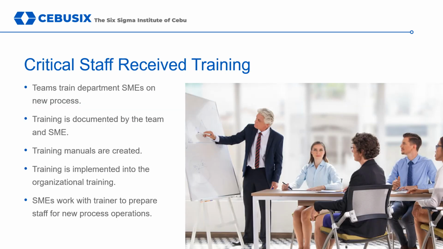The last step of the improve phase is to ensure that all critical staff receive training on the improved process. The Six Sigma team is generally not responsible for training the regular employees. So, instead, they will train the subject matter experts and process owners. This training is properly documented, and either new training manuals are created or the old manuals are updated. If there is a dedicated training team, then this training is implemented into the organization's training. Generally, it will be the subject matter experts who will work with that dedicated training team to prepare the staff for the new process operations.